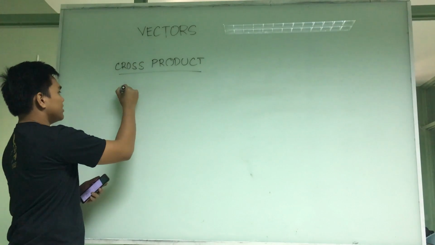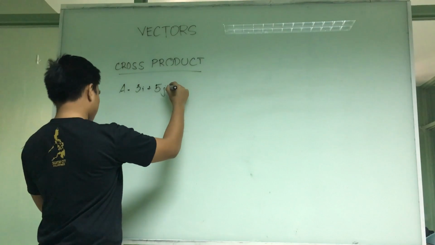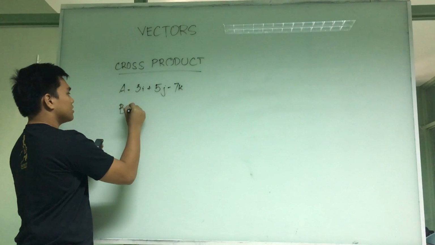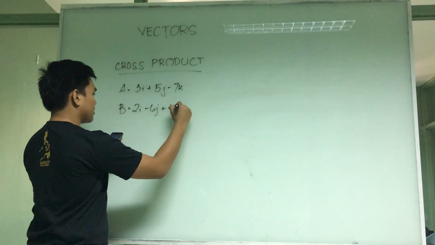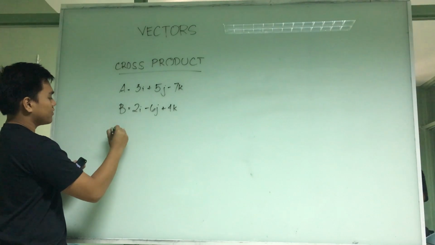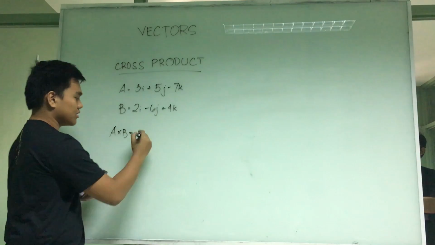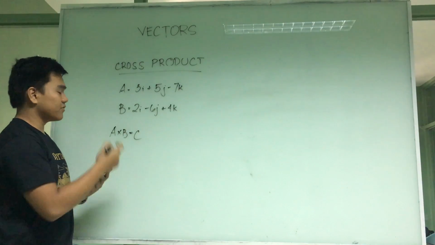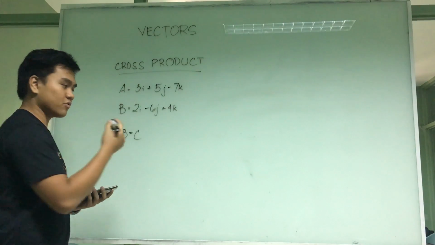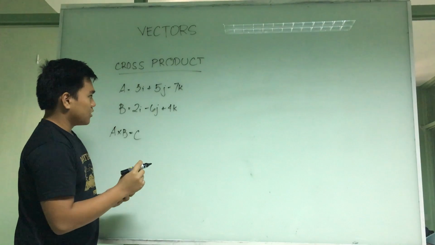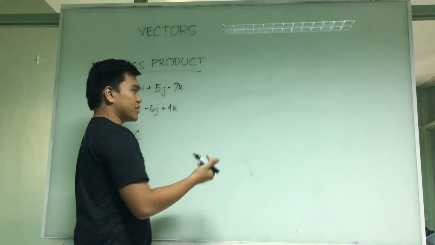For example, we have A is equal to 3i plus 5j minus 7k, and B is equal to 2i minus 6j plus 4k. Now, if we get the cross product of A and B, we'll always have the other perpendicular, which is C. So finding A cross B is also finding the value of C. The procedure to find the value of C is by using the basket method in a matrix.